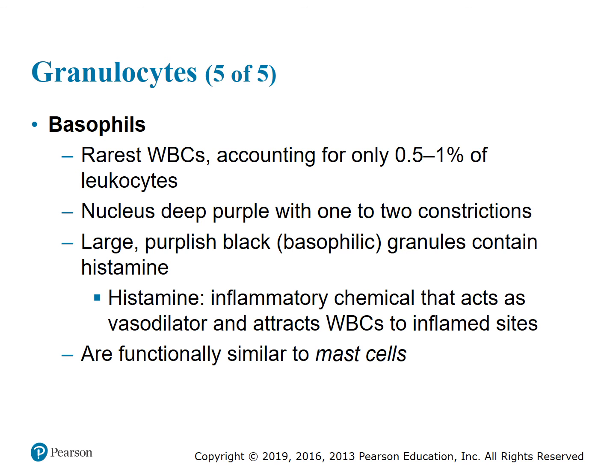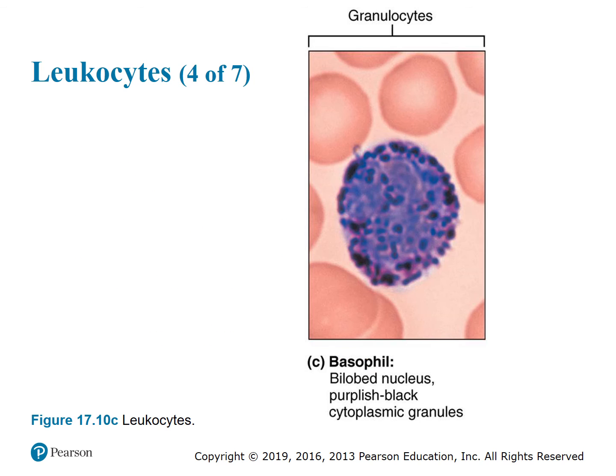Basophils are the rarest white blood cells, accounting for only 0.5 to 1% of leukocytes. The nucleus is deep purple with 1 to 2 constrictions. Large purplish black basophilic granules contain histamine, and histamine is an inflammatory chemical that acts as a vasodilator and attracts white blood cells to the inflamed sites, and they are functionally similar to mast cells. This figure shows a basophil with the bilobed nucleus, although that's not really obvious, and purplish black cytoplasmic granules.